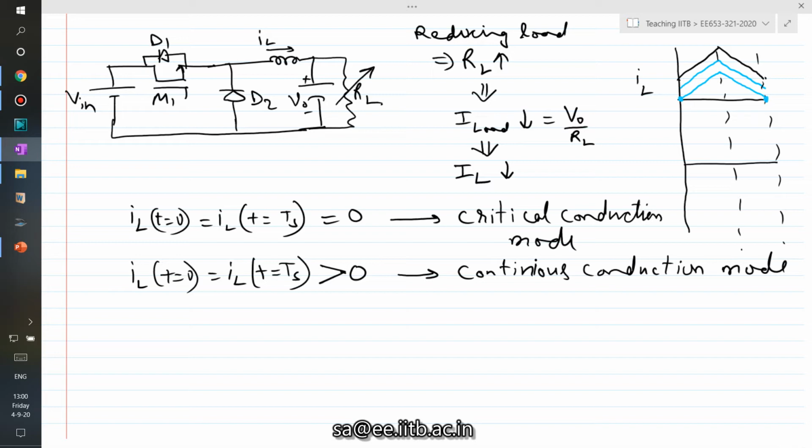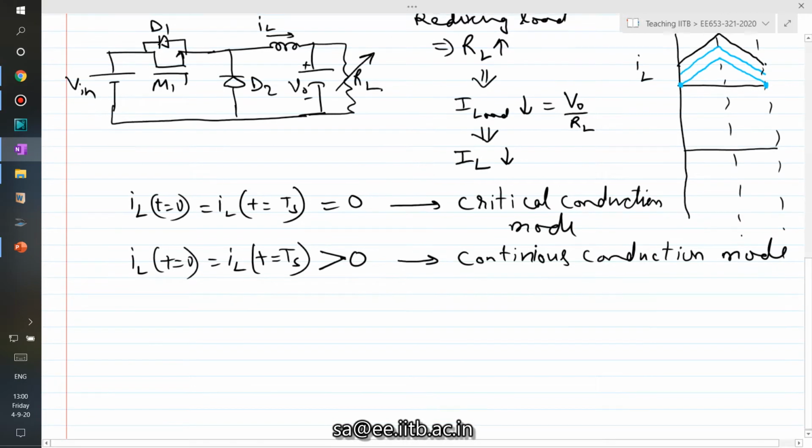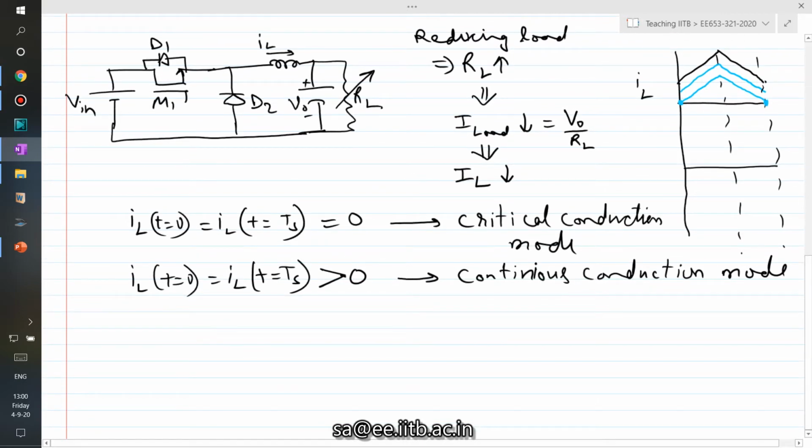So we move on, and at one point we reach the critical conduction mode. Now what happens? You are at critical conduction mode. Let's say now you further increase RL, even after reaching the critical conduction mode. What will happen? Let me try to draw it below. So now you have further increased RL.